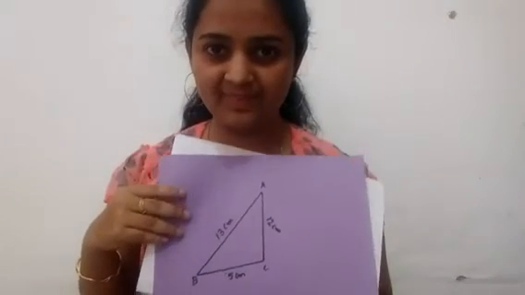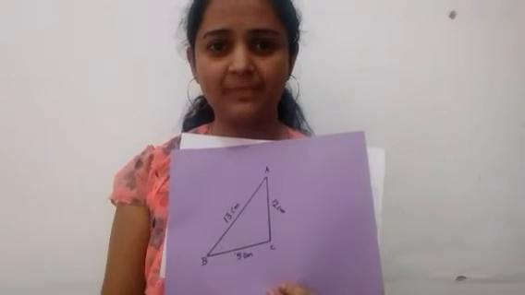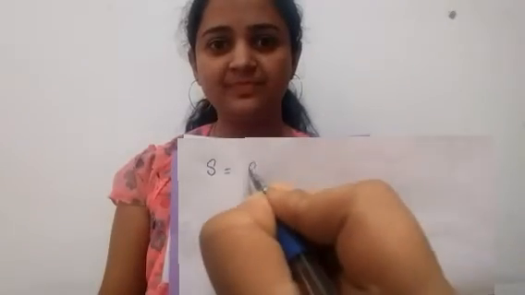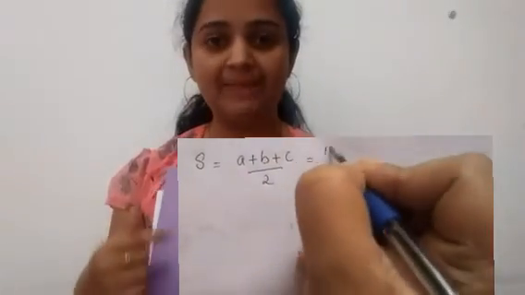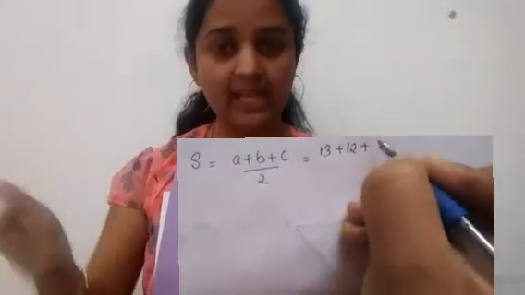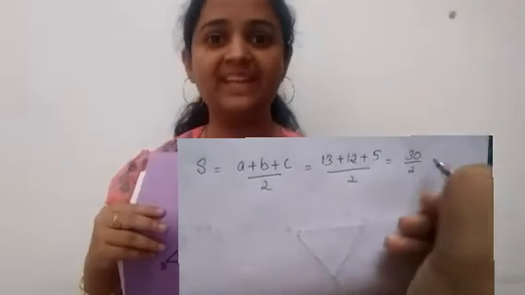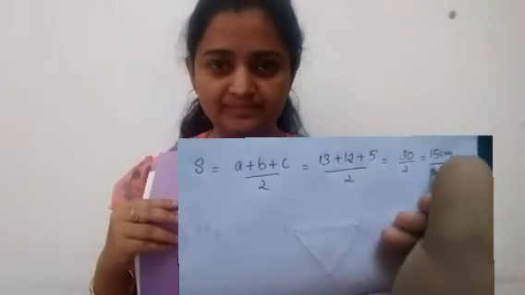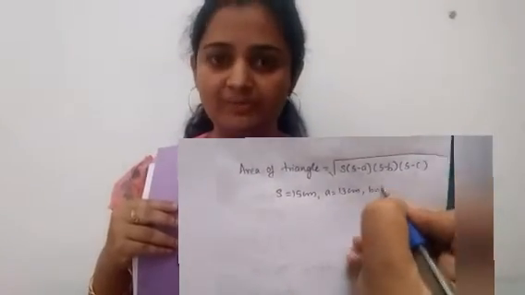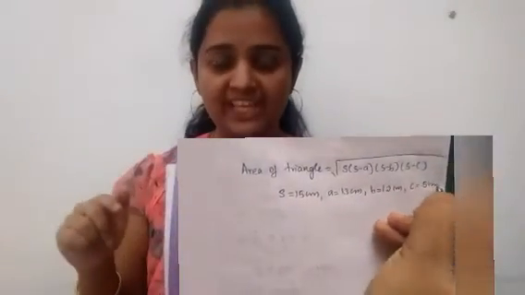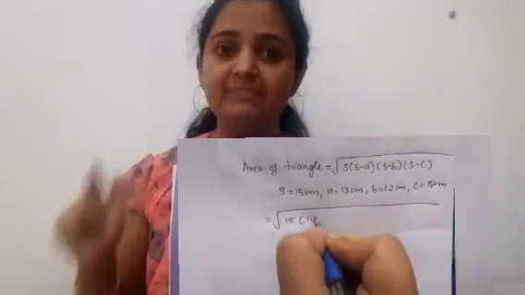Substitute the values. First of all, we need to find s. s is equal to 13 plus 12 plus 5, that is equal to 30, and 30 divided by 2 is 15 centimeter. So we obtain s as 15 centimeter. What do we need to do next? We need to substitute these values. So we obtain root of 15 into 15 minus 13 into 15 minus 12 into 15 minus 5.